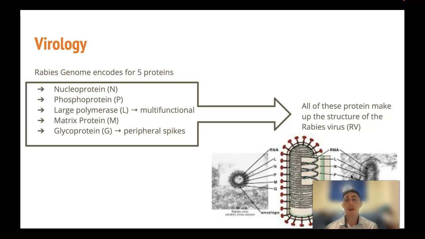The rabies genome encodes for 5 major proteins, and these 5 proteins make up the 2 major structural components of rabies. These proteins include the nucleoprotein, phosphoprotein, large polymerase, which is just a multifunctional polymerase that assists in transcription, translation, and replication. It does it all. You also have the matrix protein and the glycoprotein spikes.